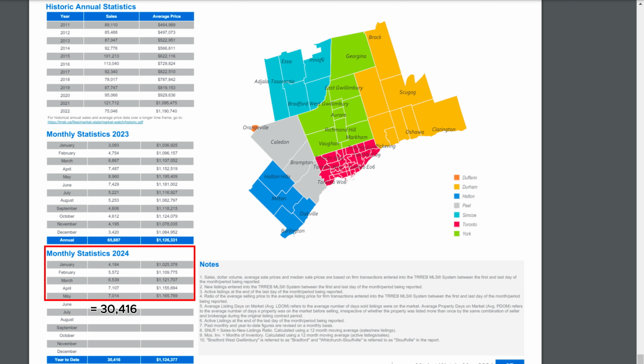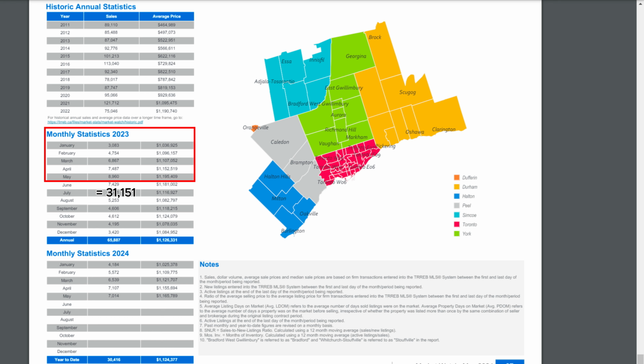30,416 for 2024 versus 31,151 for 2023. Now that you understand the different metrics and how to navigate the TREB market report, I can show you an example of what you can do with historic data to gain more context on the numbers from this report.